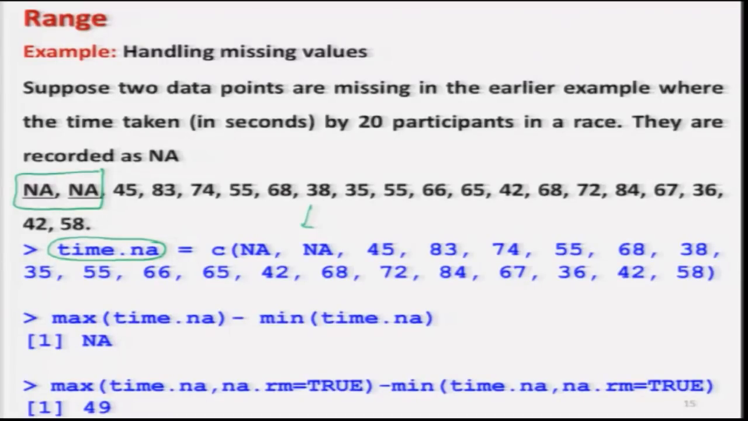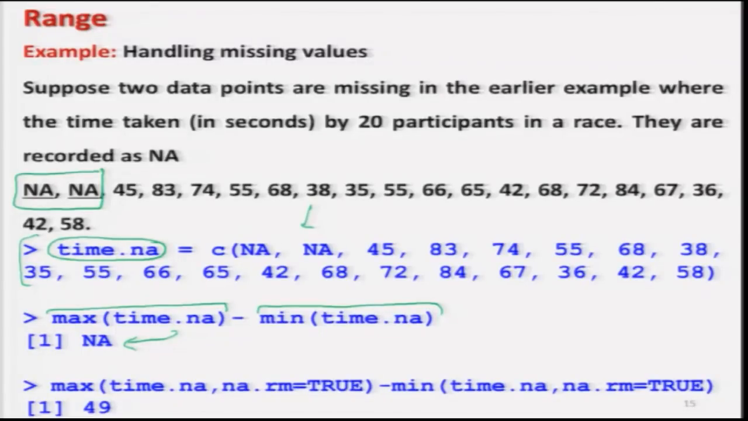Right, and there is no rule that you always have to use the dot; that is your choice. So I have stored this data, and now I'm trying to find the maximum value of time.NA minus the minimum value of time.NA. But now if you see, this will give me an output like NA. Why? Because I have not used the command na.rm is equal to TRUE.